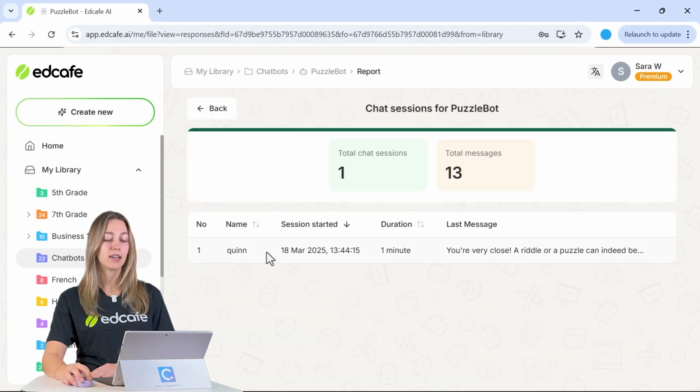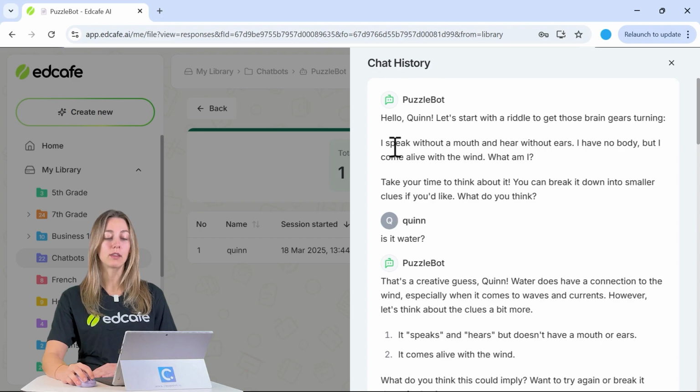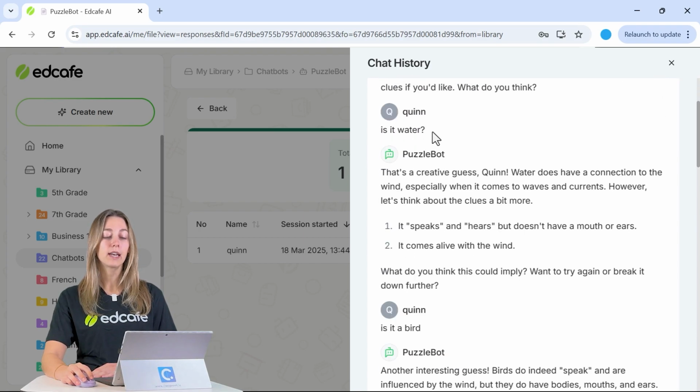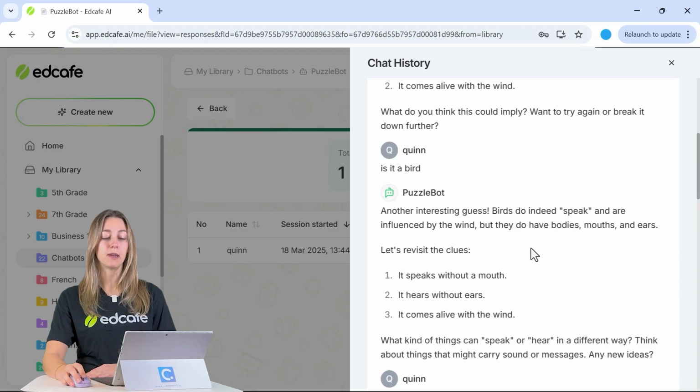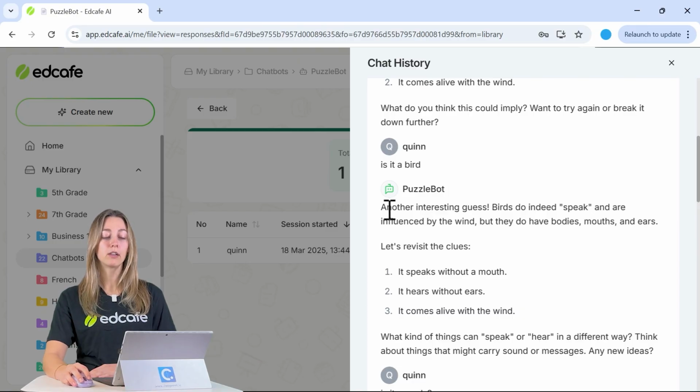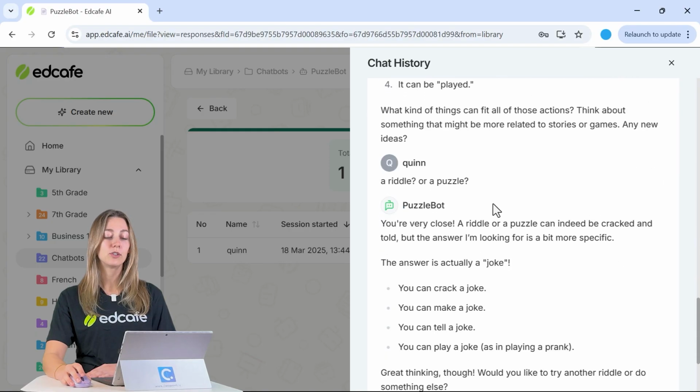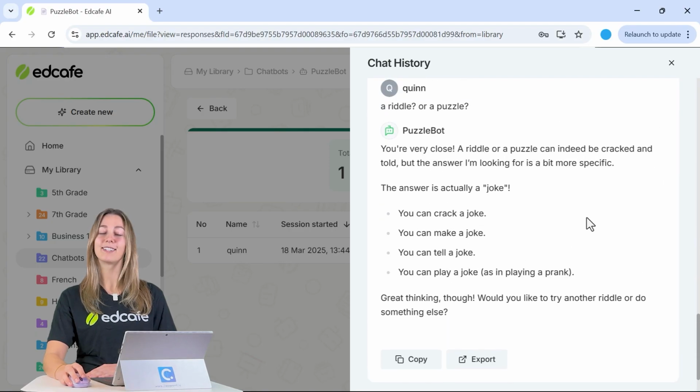So let's take a look here with Quinn's chat. So the chatbot provides a riddle, and Quinn has said, is it water? And the chatbot says it's close, but not quite. Here's a couple more hints and different ways to think about this riddle on what it could be. And then it gets a little bit closer, again, celebrating their unique guesses until the student finally gets it correct.